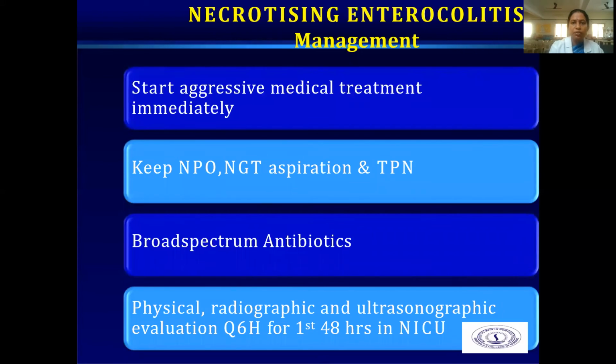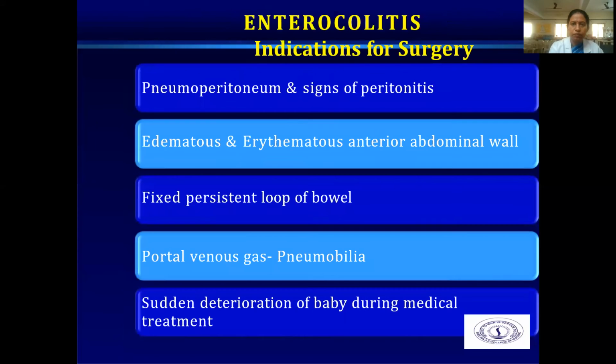The management of necrotizing enterocolitis. Start aggressive medical treatment immediately. Keep NPO, NGT aspiration and TPN. Broad spectrum antibiotics. Physical, radiographic and ultrasonographic evaluation every 6th hourly for first 48 hours in NICU. Indication for surgery in enterocolitis: pneumoperitoneum and signs of peritonitis.